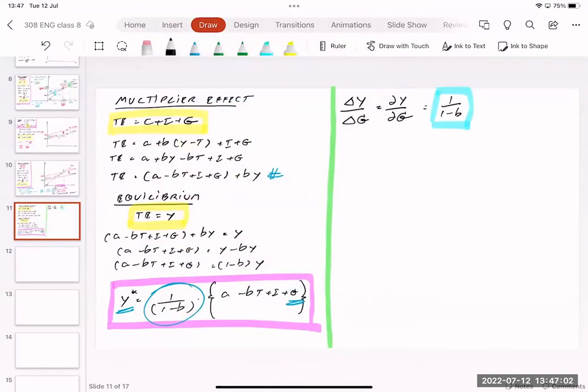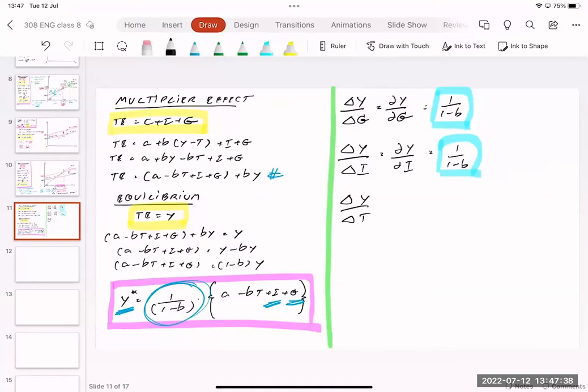You can also find the multiplier effect of investment. If the business sector invests more, how is GDP going to increase in multiple ways? Same thing, do the partial derivative of Y with respect to I. What do you get? You get everything that stays in front of I. What stays in front of I? It is 1 over 1 minus B. Same thing.